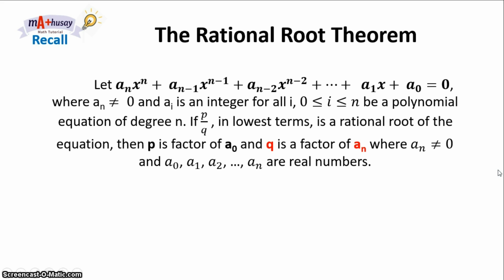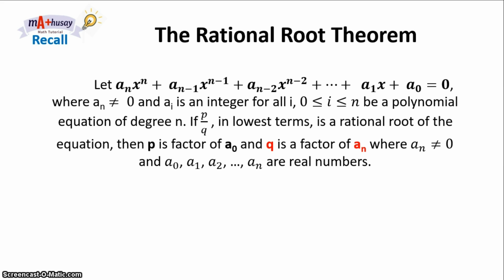Let a sub n x to the power of n plus a sub n minus 1 x to the power of n minus 1 plus a sub n minus 2 x to the power of n minus 2 up to a sub 1 x plus a sub 0 equals 0, where a sub n must not be equal to 0 and a sub i is an integer for all i greater than or equal to 0 but less than or equal to n, be a polynomial equation of degree n.